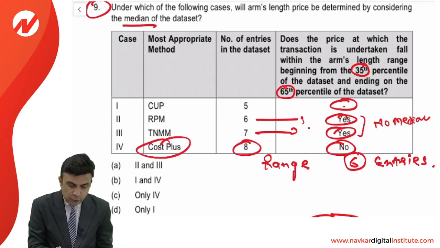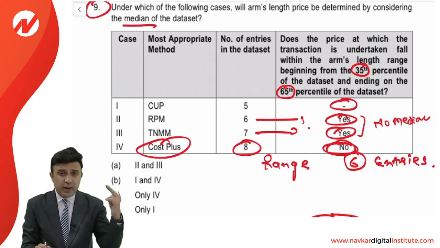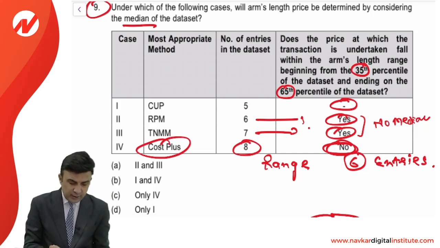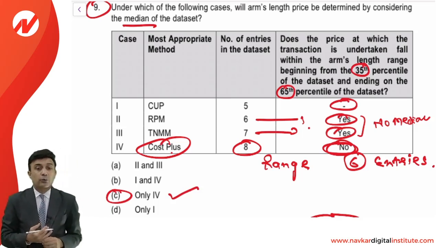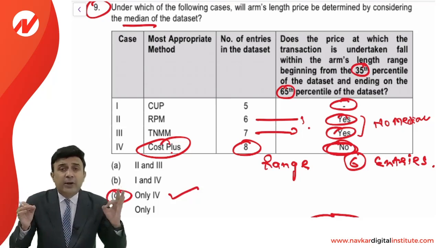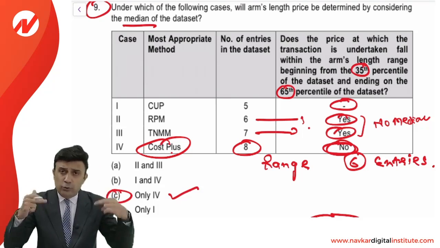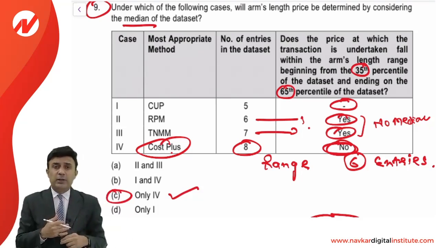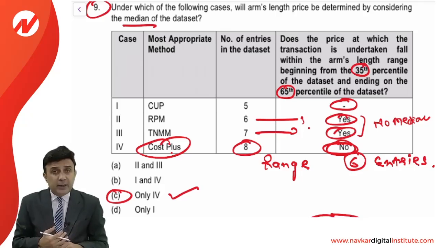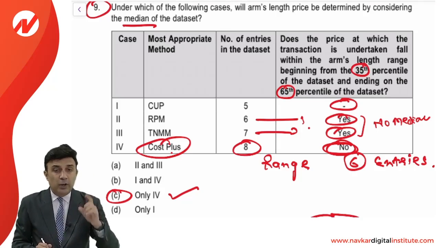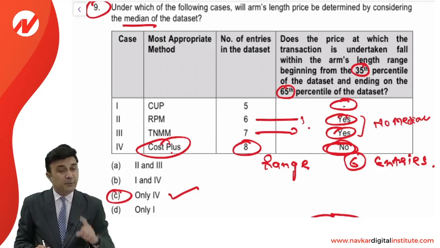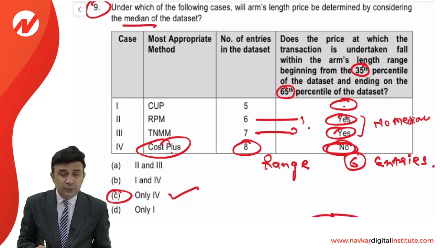In cost plus you have 8 entries, you have a range, but you are outside the range. As you are outside the range, only in the cost plus method do you have to apply the median. You have applied the range concept, but as you are not within the range, you have to apply the median. Is the concept proper? So your correct answer would be only the 4th point, that is the cost plus method, point number C.